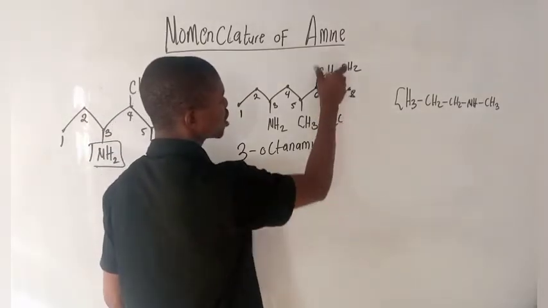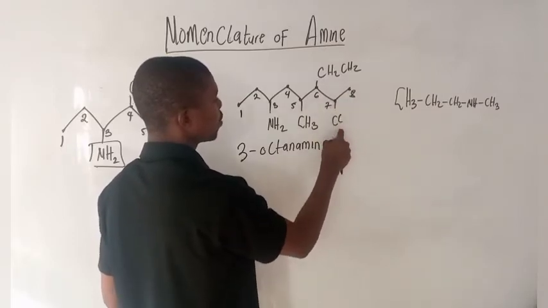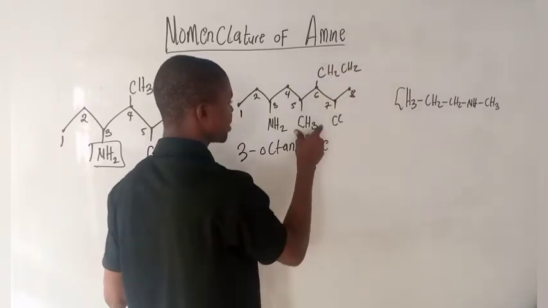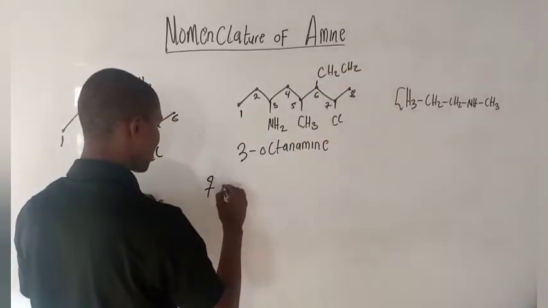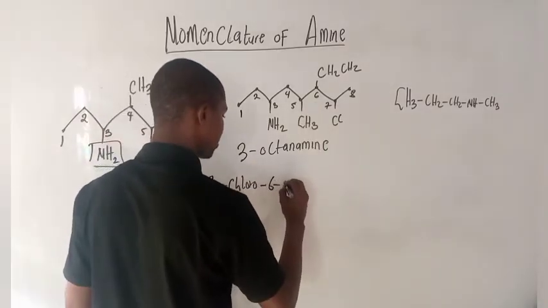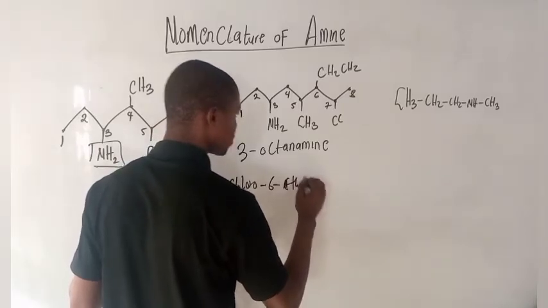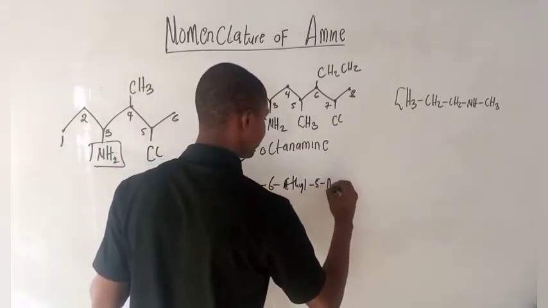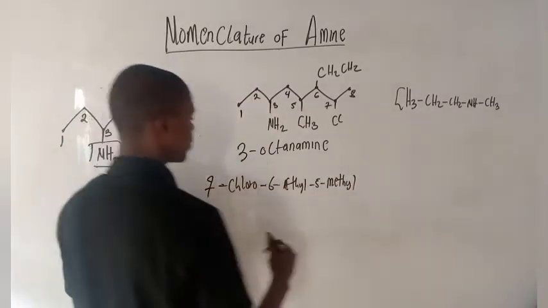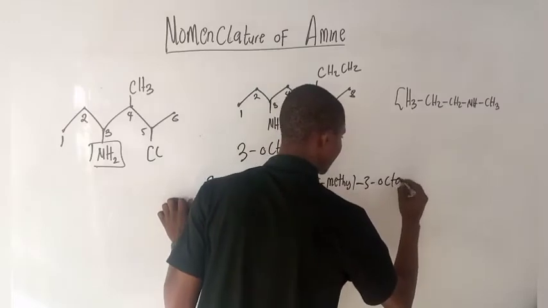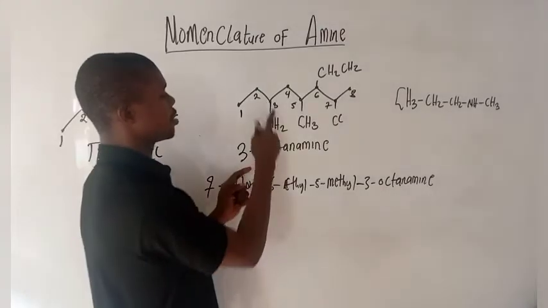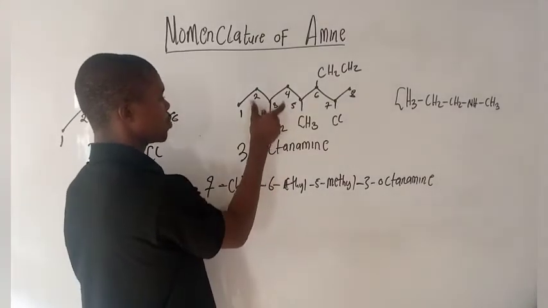Here you must put your substituents. Chloro will come before methyl, so chloro will come before ethyl, and ethyl will come before methyl. So we go with 7-chloro, then 6-ethyl, then 5-methyl, then 3-octanamine. So this is the IUPAC name of this structure here.